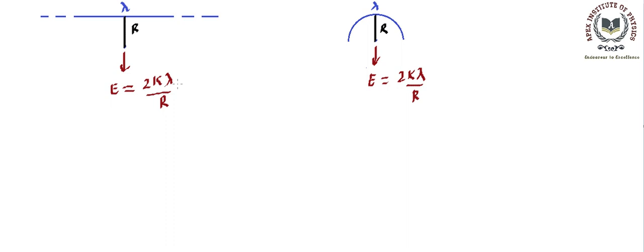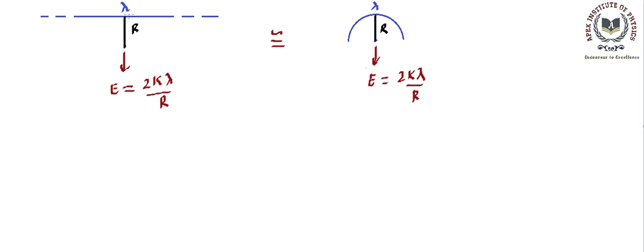Now we see the fields have the same magnitude if the distance is also equal to the radius of the ring. That means these two charge distributions are identical or similar as far as the field at this point is concerned. That means if the charge distribution is in the form of a line running from infinity to infinity, then the field at this point will be the same as if the charge is distributed on this semicircular part of the ring.